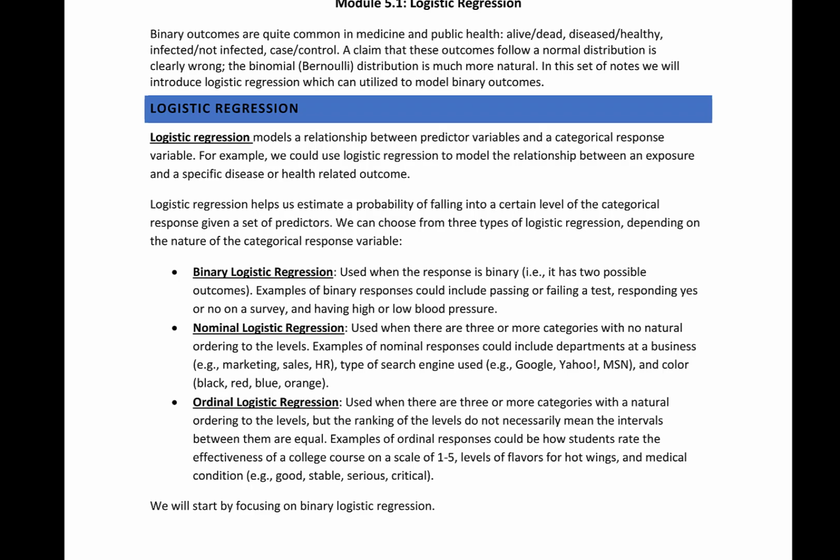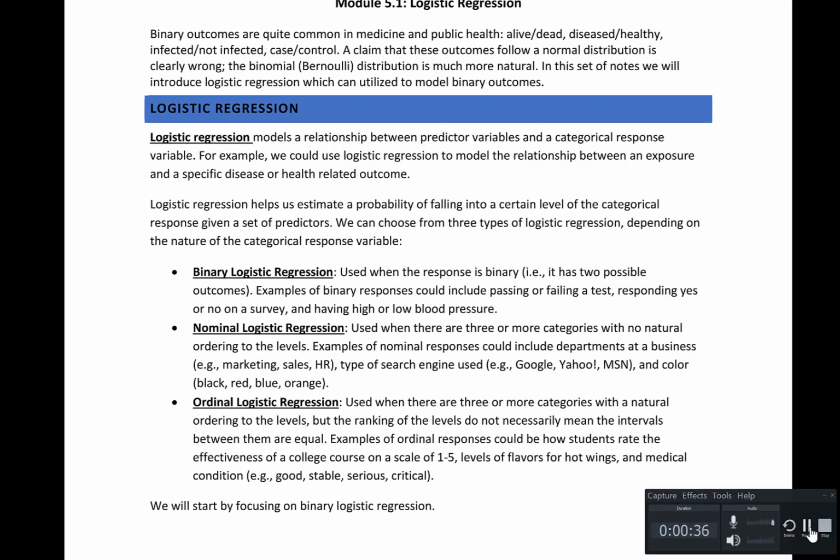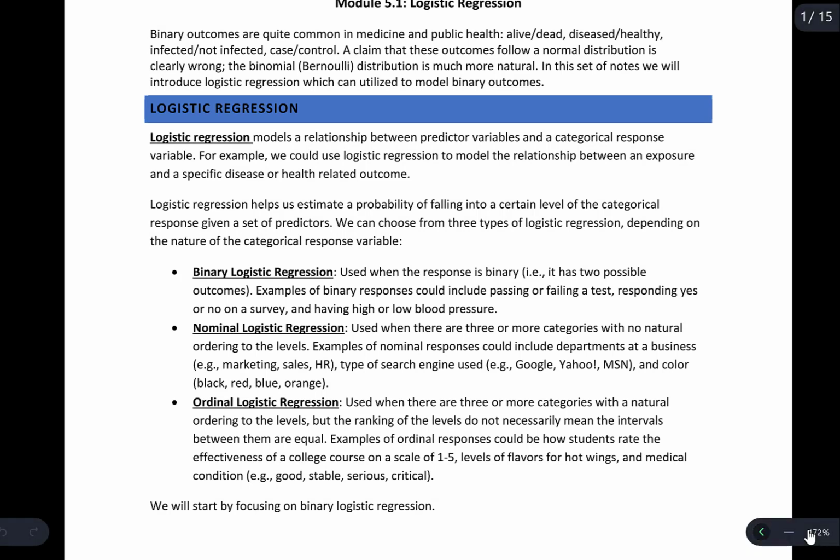So logistic regression models a relationship between predictor variables and a categorical response variable. For example, we could use logistic regression to model the relationship between an exposure and a specific disease or health-related outcome. So logistic regression helps us estimate a probability of falling into a certain level of a categorical response given a set of predictors.